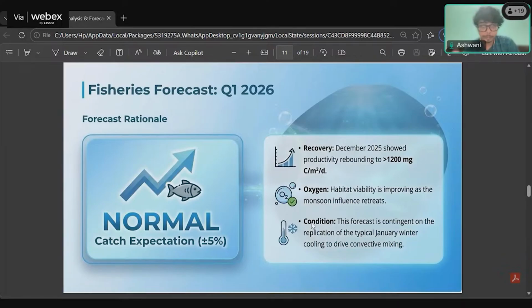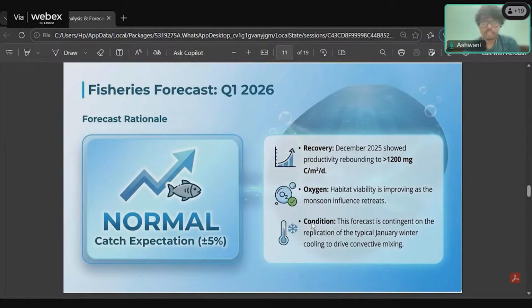As in winter, the temperature is lower, which enables water to hold more oxygen, and there are more convective mixings, and more nutrients come to the surface and increase the overall nutrients available for the fishes. I'll be explaining it in the next slide also.